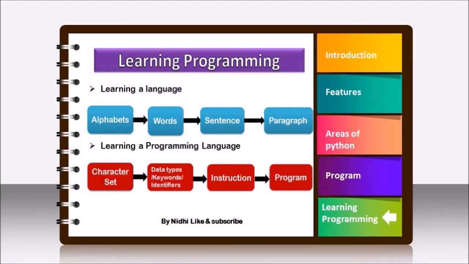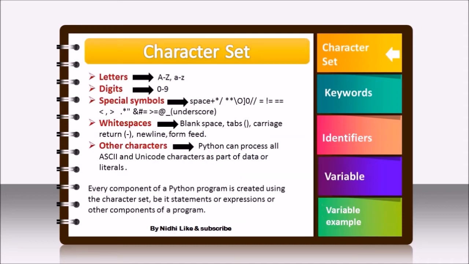The first thing in learning a programming language is the character set. A character set is a set of valid characters, meaning the symbols that are allowed in a programming language, which the language can recognize or identify. A character set represents any letter, including A to Z, capital and small, digits, or any other symbols. Python supports the Unicode encoding standard.